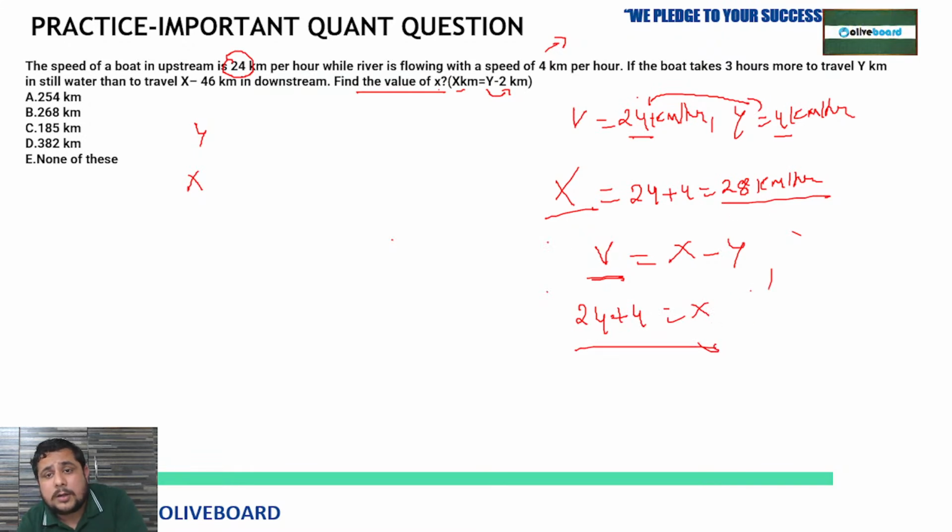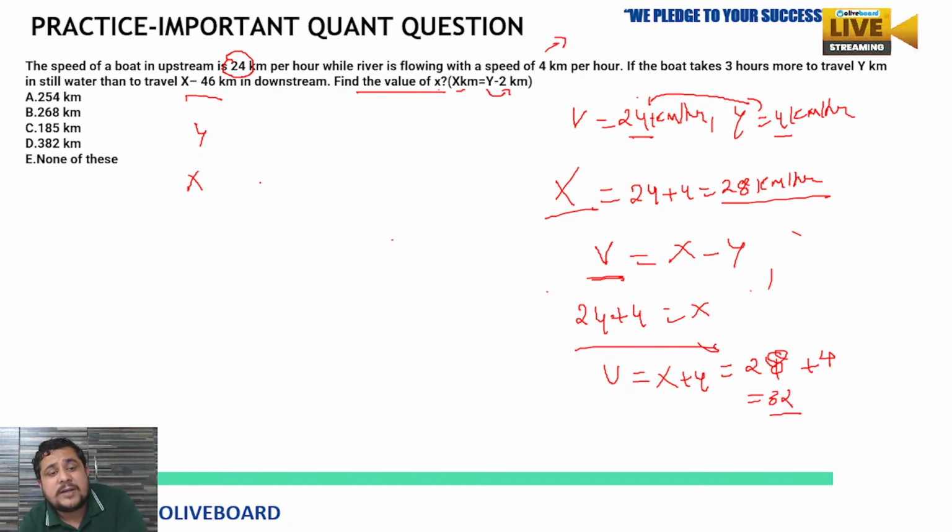Now, after this, the boat takes 3 hours more to travel y kilometers in still water than to travel x minus 46 kilometers in downstream. So the speed in downstream also you need to calculate, that is x plus y. Already you know 28 is the value of x, plus the flow of water, that is 4. So 28 plus 4 means 32. Fine. Now what is given to us? The time difference, that is t1 minus t2 equal to 3 hours.